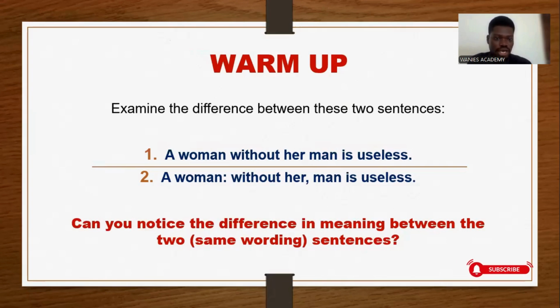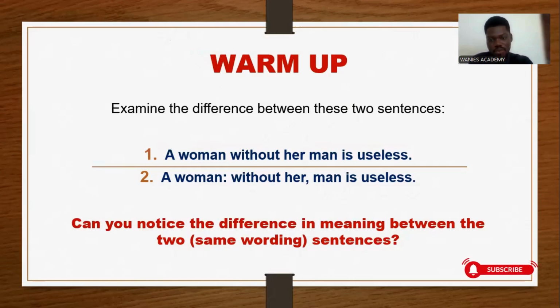Then for sentence 2, we have, a woman, without her, man is useless. In the second sentence, we are saying that the man is the one that is useless without a woman in his life. And how do we achieve this meaning? Through the use of what? Punctuation marks. Now the colon there makes the woman the subject of this sentence. Specify the subject, this woman as a subject.